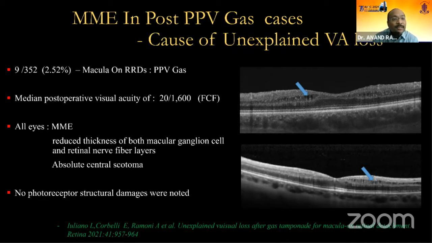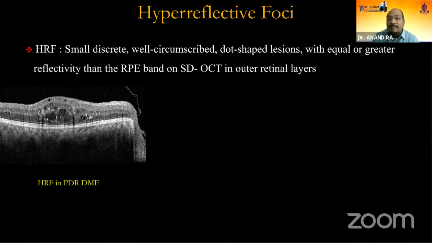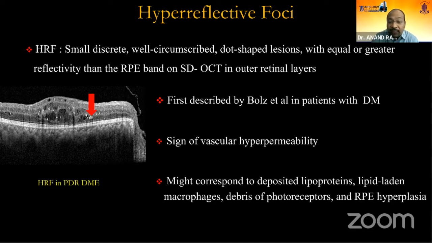Hyperreflective foci, we already talked about it, previous speakers. HRF: small, discrete, well-circumscribed dot-shaped lesions with equal or greater reflectivity than the RPE band on SD-OCT in the outer retinal layers. An example of HRF in PDR DME. First described by Bolz et al. in patients with diabetes. A sign of vascular hyperpermeability, it might correspond to deposited lipoproteins, lipid-laden macrophages, debris of photoreceptors, and RPE hyperplasia.